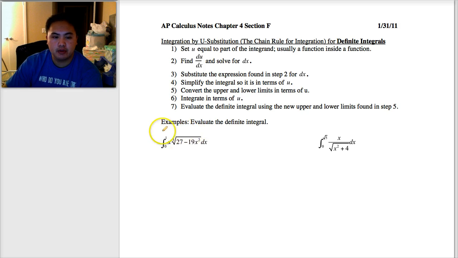Looking at the first example, I can tell this is a definite integral because I have numbers on the bottom and the top. What I need to do is designate the letter u. In this function, which expression do you think I should designate to be u? What's my inside function? Yeah, it's going to be 27 minus 19x squared. Write that down real quick. If that is u, what would make du? Yeah, the derivative is going to be negative 38x dx.